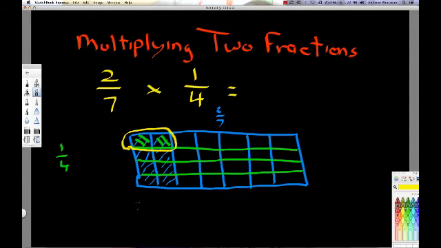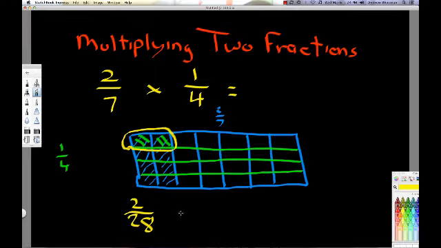Only 2 out of all of the ones that are here are shaded. Well, if I count all of the boxes, I have 1, 2, 3, 4, 5, 6, 7, 8, 9, 10, 11, 12, 13, 14, 15, 16, 17, 18, 19, 20, 21, 22, 23, 24, 25, 26, 27, 28. I have 2 out of my 28 shaded. In fact, that is my answer.